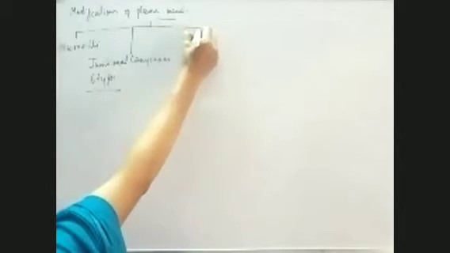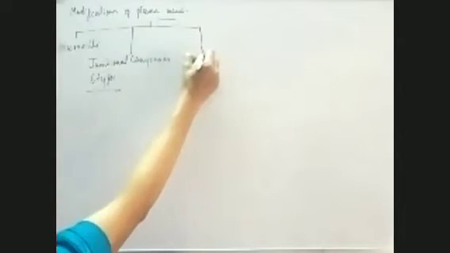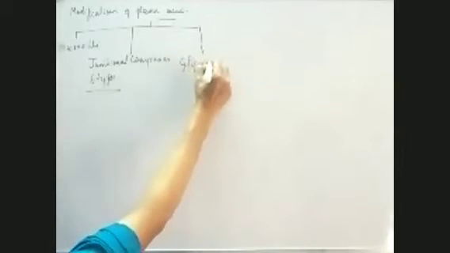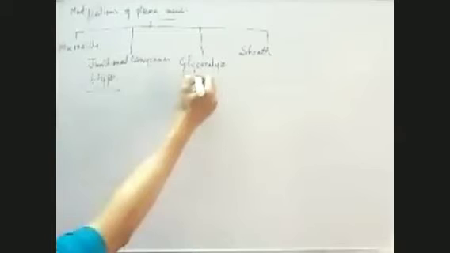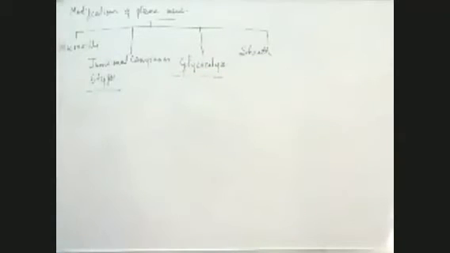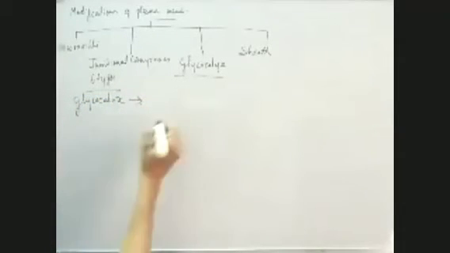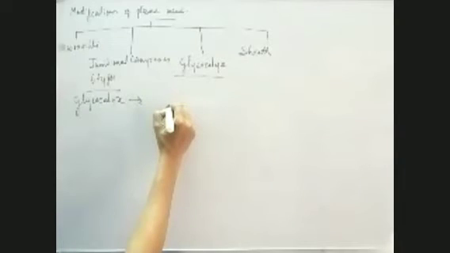Then the next one is glycocalyx, which is a sheath. Now we come to the third one, which is glycocalyx. What is this glycocalyx? I'm discussing this with you now. What happens in this glycocalyx? We have the plasma membrane which appears like this.